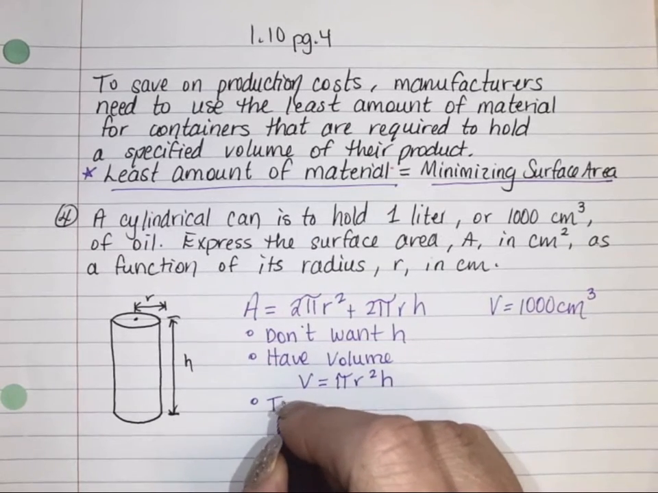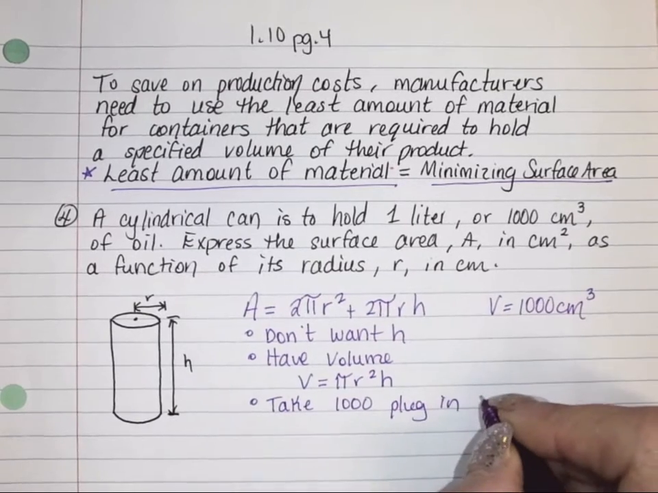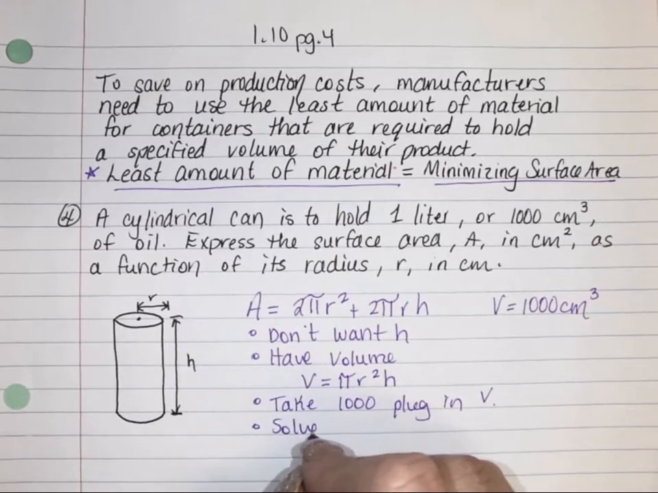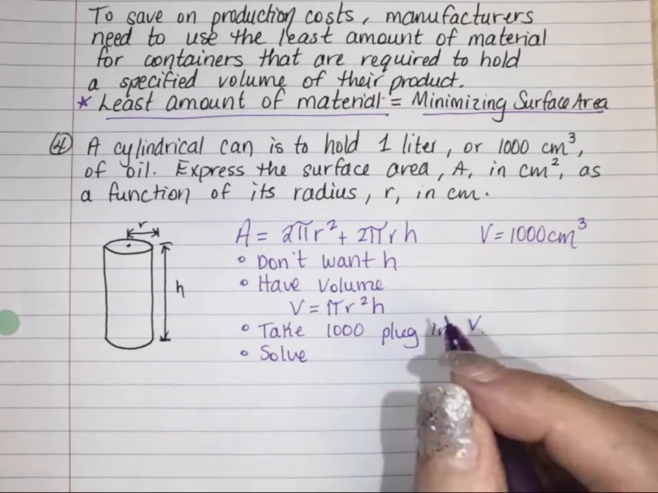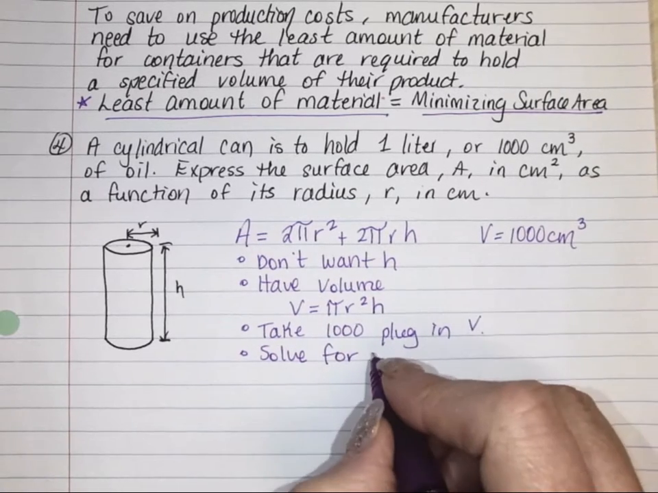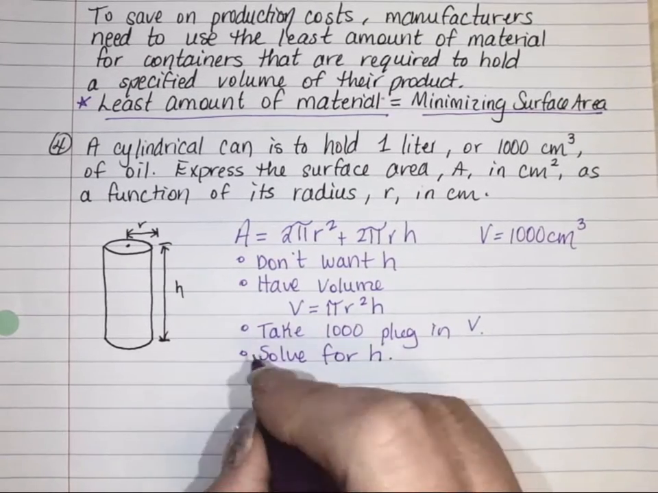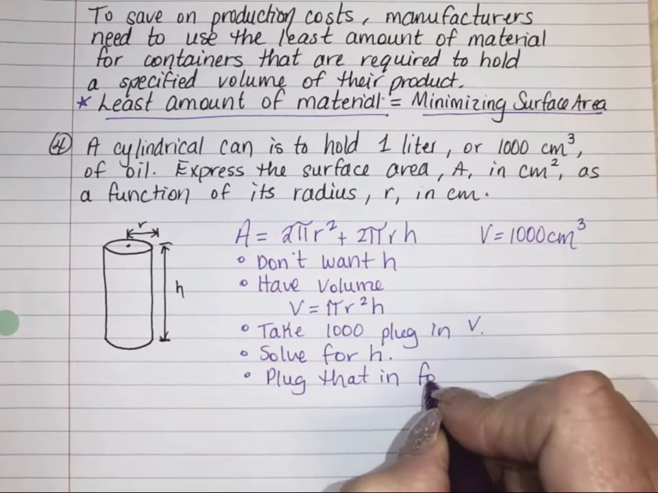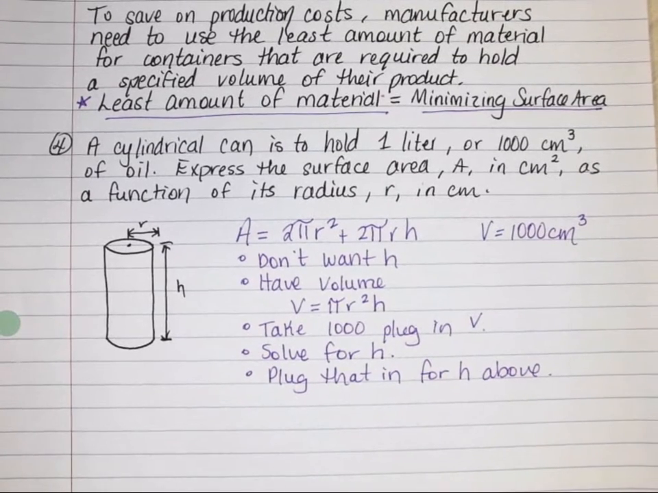So then we're going to take our volume and we're going to plug in for V. And we're going to solve that. Take your volume, plug in for V. We're going to solve this formula for H. That way we are eliminating H and we can plug in, and then we're going to plug that in for H above. All right.